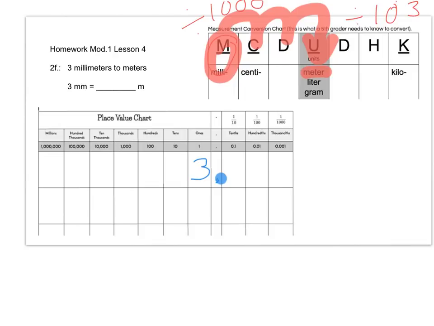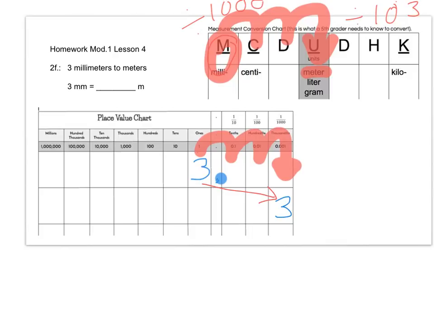Now, we have to do the same thing here. So we're dividing, we're shifting to the right. So we would go 1, 2, 3. So the 3 is going to be moved here. Or you could show it this way. The 3 is going to shift here because you're going 3 columns. 1, 2, 3. 3 now is in the thousandths place.